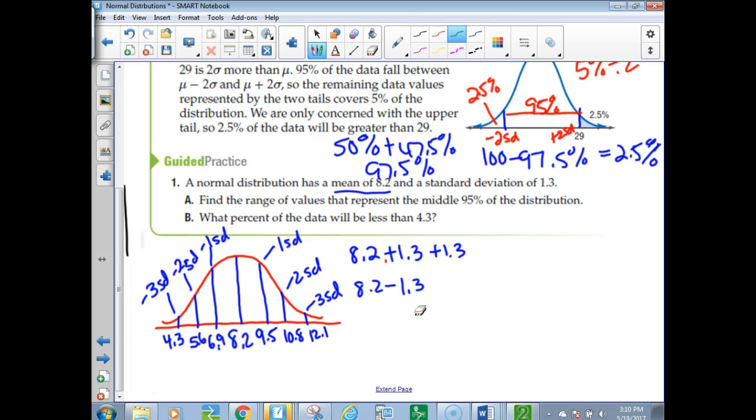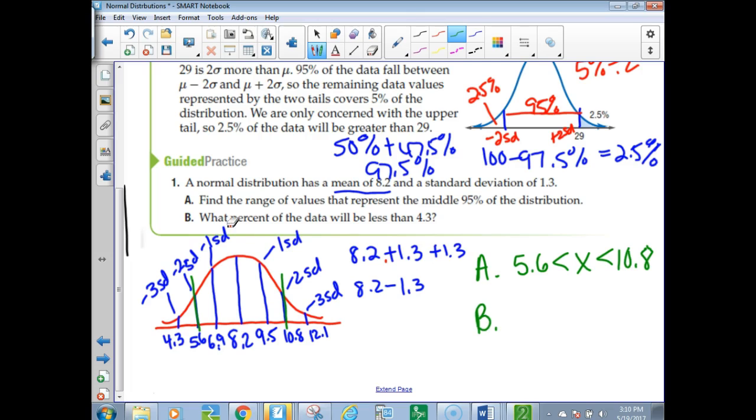95% is 2. So you would go to 2 standard deviations, left and right, and that would be the answer for A. So X is between 5.6 and 10.8. Those would be the values.